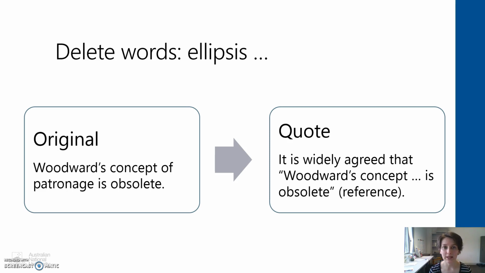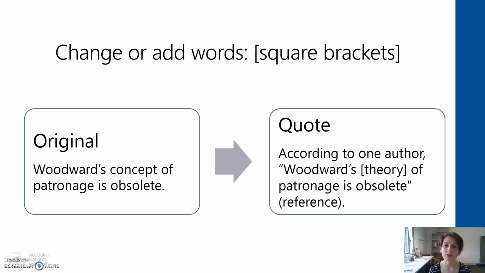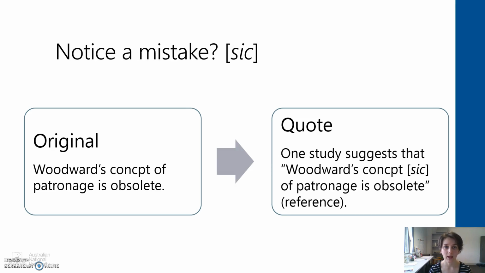If you want to delete words that might not be relevant for your quote, you can use the ellipsis or the three dots to show that you've removed those words. If you want to change words to make them better fit your sentence, for instance, use square brackets to show which words you've changed or added. If you notice a mistake in the original, such as a typo or spelling mistake, you can use the square brackets and the word italicized sic to explain that that was there as in the original.